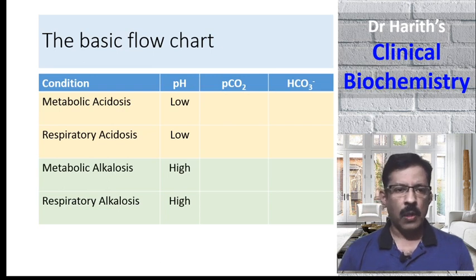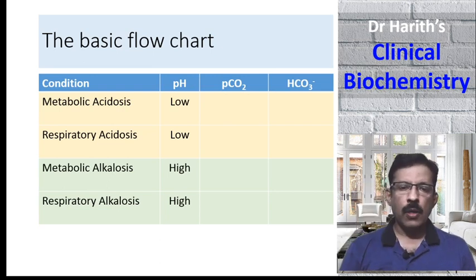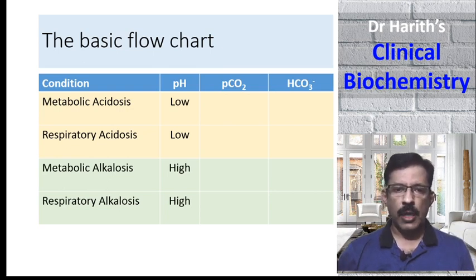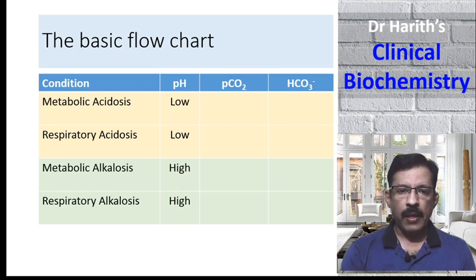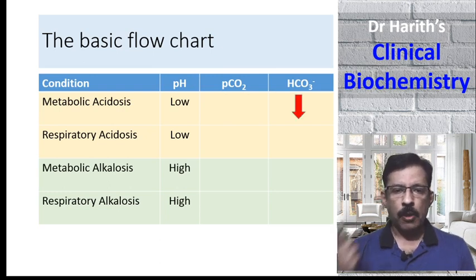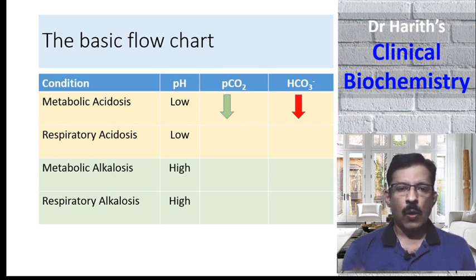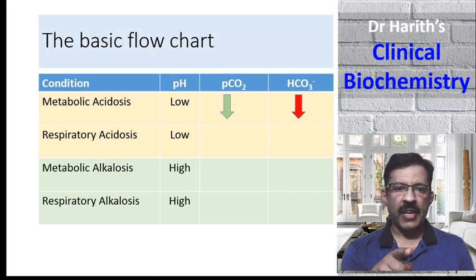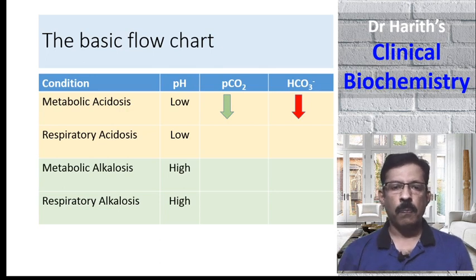Pretty logical. Now, if the pH is low in metabolic acidosis, what is the primary cause? The primary cause is that some acids are being produced. The body's immediate response will be to use the buffers, the bicarbonate buffer system, to neutralize the acids. So the primary event you will see in metabolic acidosis is a low bicarbonate. Over a period of time, the acidosis will stimulate the respiratory centers to hyperventilate, and when there is a respiratory compensation, you will find that the PCO2 levels are low.